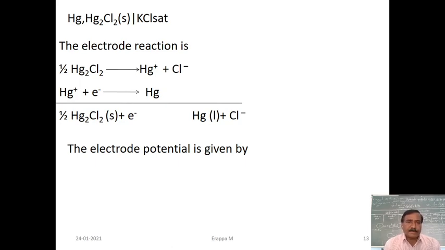How to represent Hg with Hg2Cl2 solid in contact with the KCl saturated solution. Mercury is in contact with mercurous chloride, which is solid, and is separated with the KCl saturated solution. The electrode reaction is half Hg2Cl2 gives Hg+ plus Cl minus. Hg+ will take up the electron and form Hg. So the net reaction is half Hg2Cl2 plus the electron gives Hg liquid plus Cl minus.